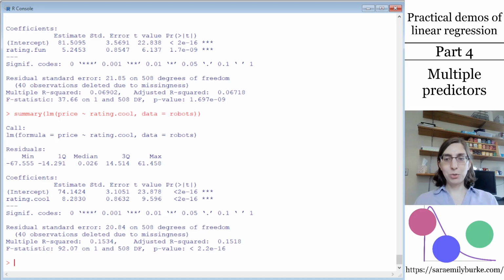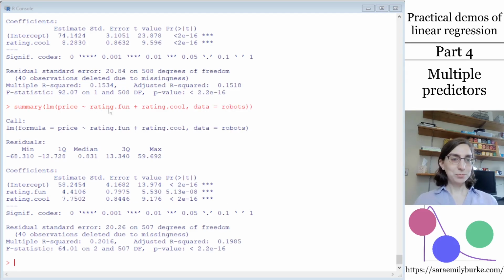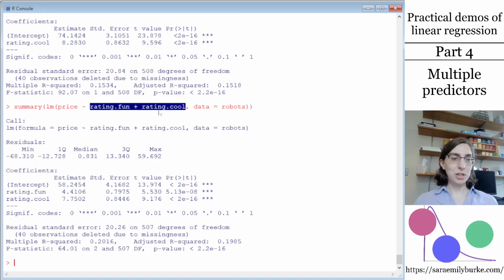So I could use fun and cool together to predict the price. And here I'm going to do that. I'm using the plus sign. Rating.fun and rating.cool are both predictors in this regression model. And the plus sign separates predictors that I want to include in the same model without allowing them to interact. Price is the response variable.